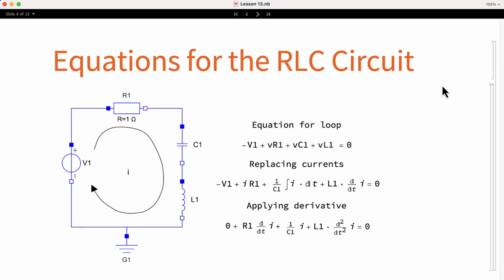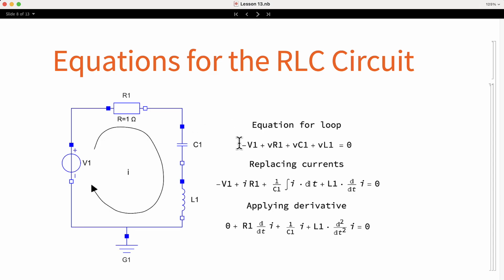Let's continue with an example where we will analyze a circuit which combines capacitors and inductors. This circuit is called RLC because it has one resistor, one capacitor, and one inductor. If we look at the diagram of the circuit, you will notice that it has a single loop. Therefore, it will be easier to analyze using mesh analysis.